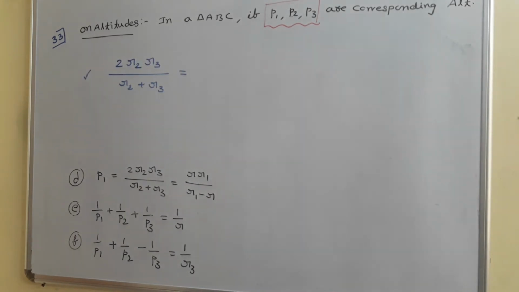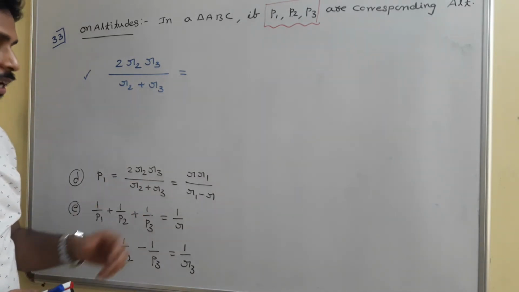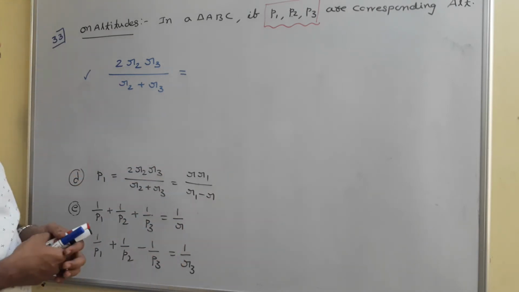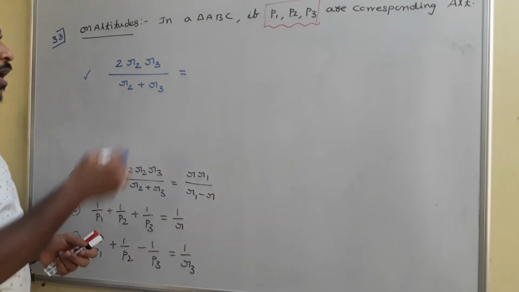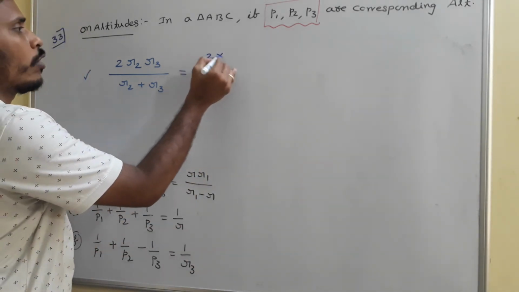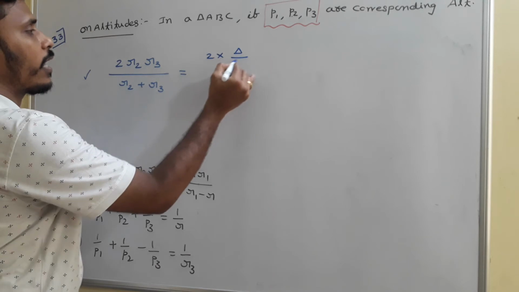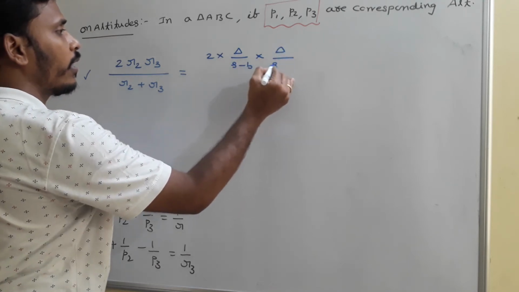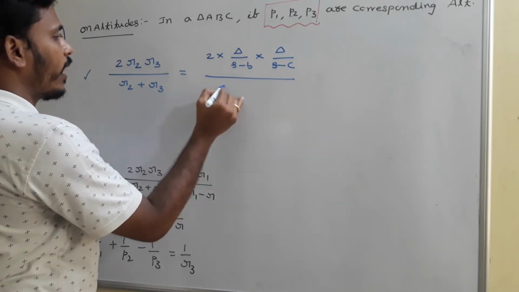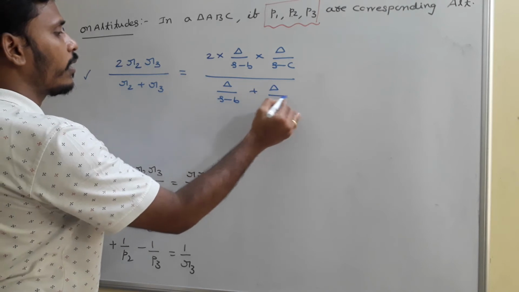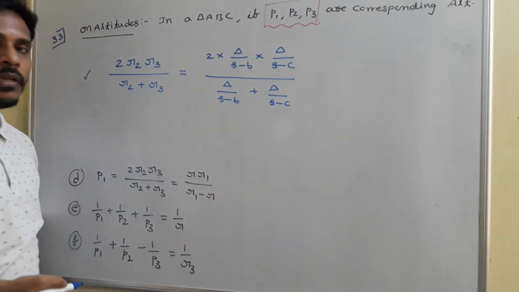Next, D bit. We need to prove that P1 is equals to 2R2R3 by R2 plus R3 and it is equals to R1 by R1 minus R. I am just starting with this 2R2R3 by R2 plus R3. I need to simplify it to get P1, and for that this is 2 into R2 is simply what? Delta by S minus B, and R3 is delta by S minus C. Okay, again here it is R2 plus R3, which is delta by S minus B plus delta by S minus C. Is that right?